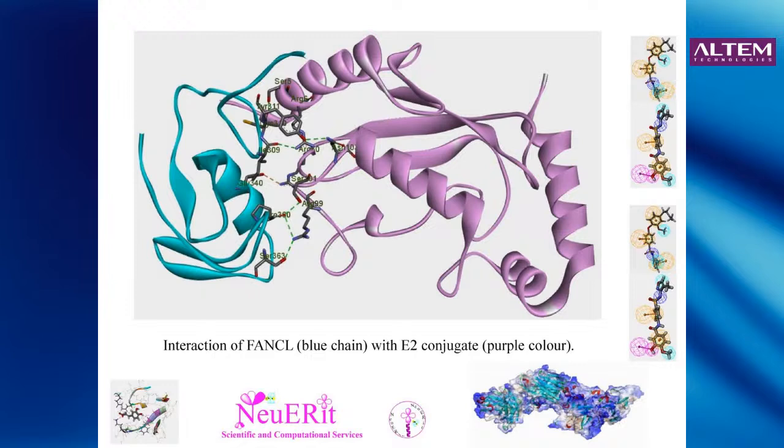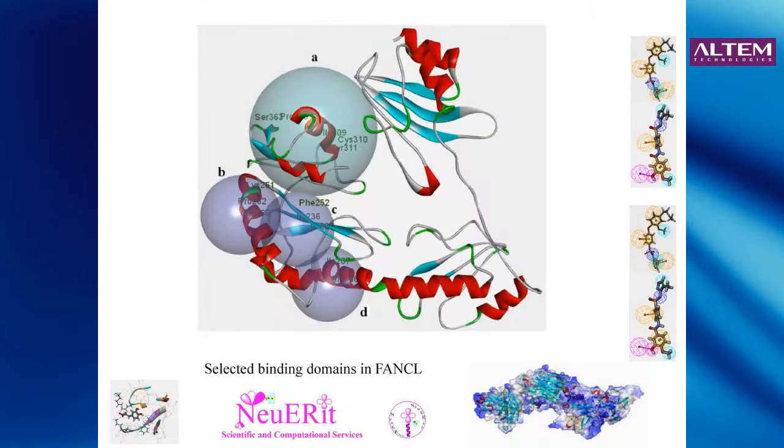In the literature, we found that FANC-L forms a complex with E2 conjugate. Here is the structure. This blue part is part of FANC-L, and the purple one is part of the E2. We found that an interaction is there between FANC-L and E2. So we thought that we will break that one, so we may be successful in our aim. I'm showing you how to choose that binding domain.